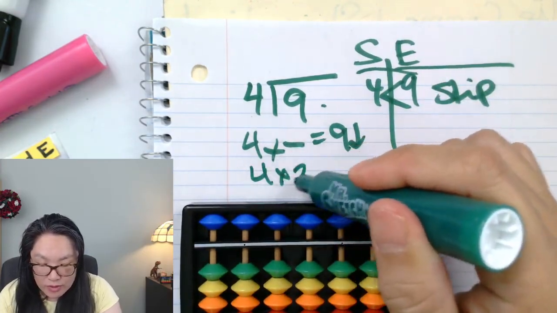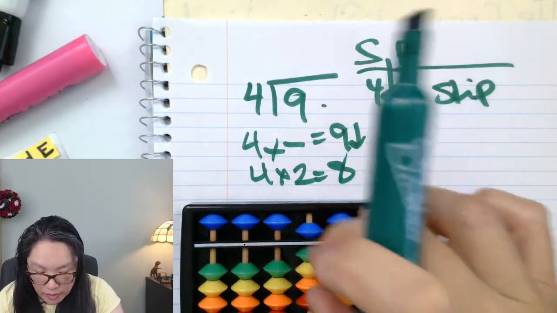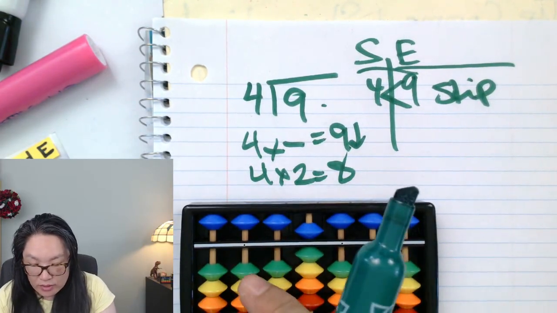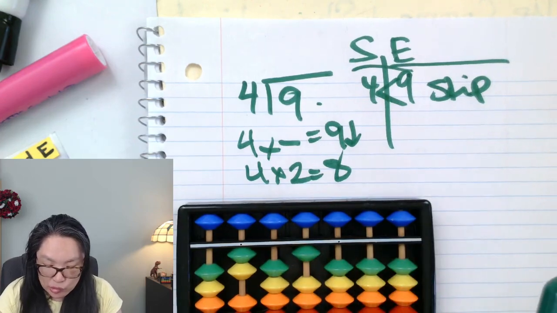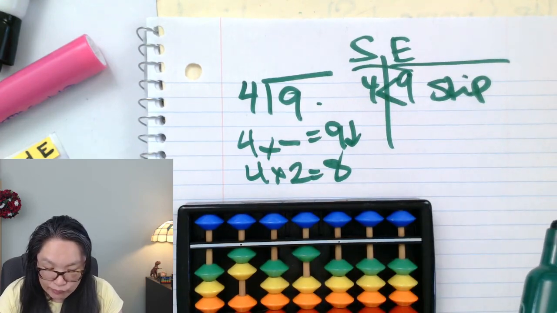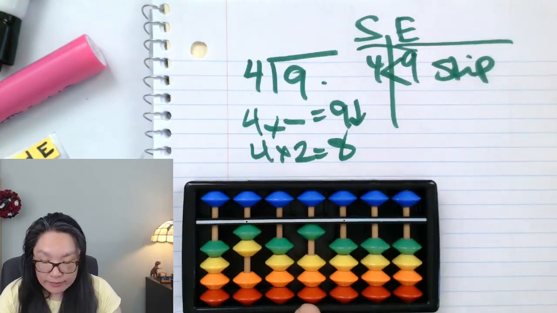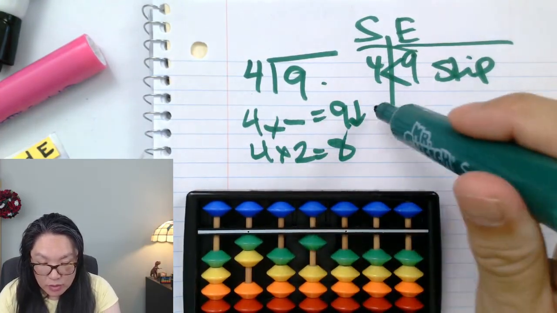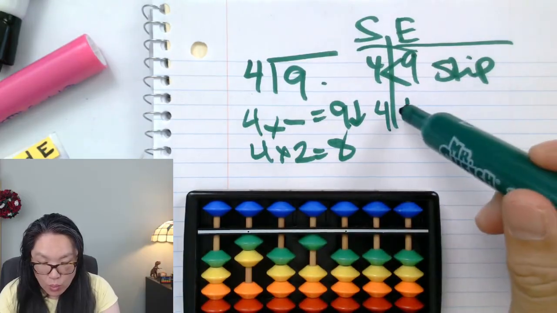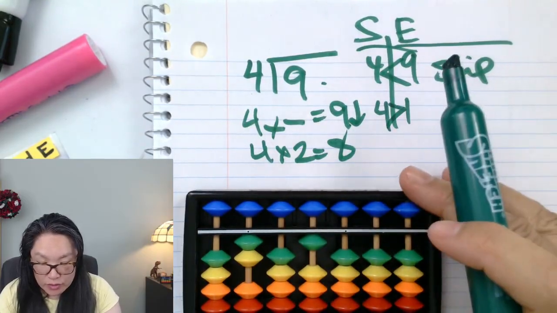4 times 2 is equal to 8. Oh, I need to put 9. So put 2 here, take away 8. Take away 1, take away 5. Sorry, take away 8. So then after that, I have left with 1. Who's bigger, 4 or 1? 4 is bigger, so I need to do 2.